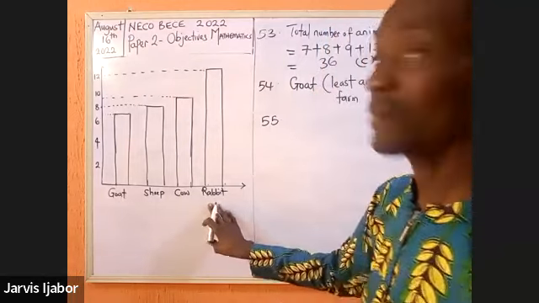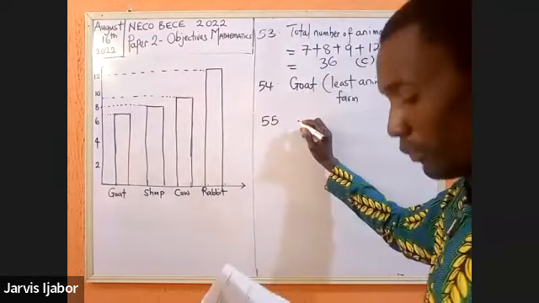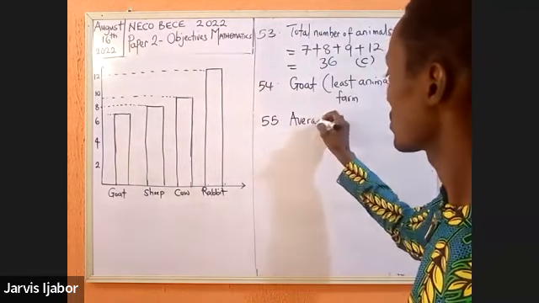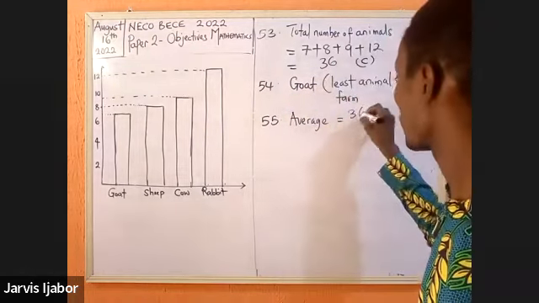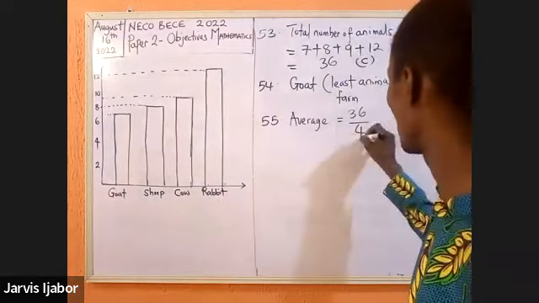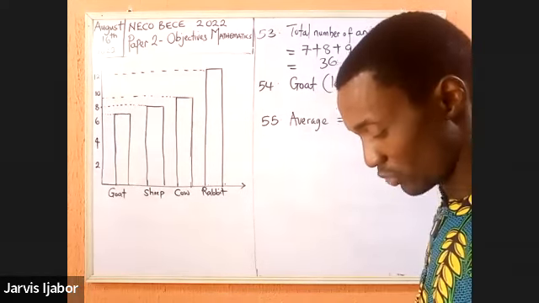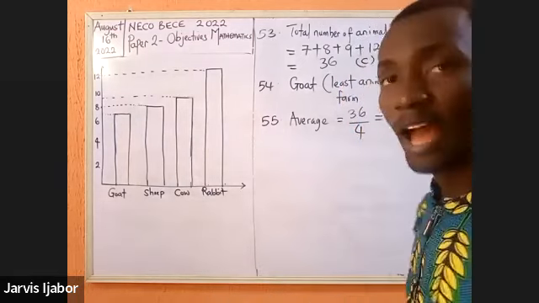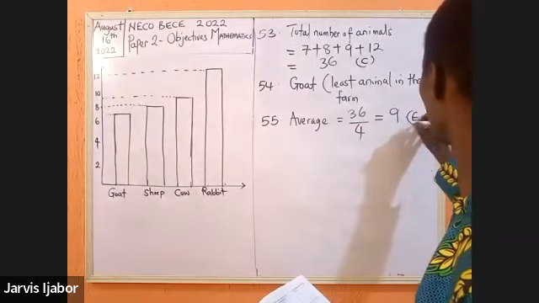What's the total number of animals we have in the farm? That will be 36. So the average number of animals will be equal to what? The total number of animals, 36, divided by how many types of animals you have, which is 4. So the average will be 9. Average number of animals you have will be 9, right? So that will be option E.